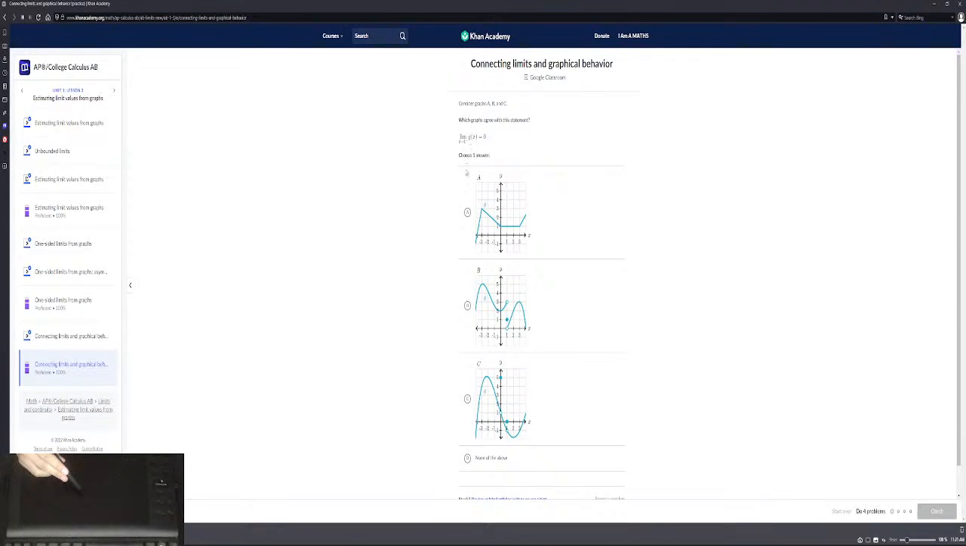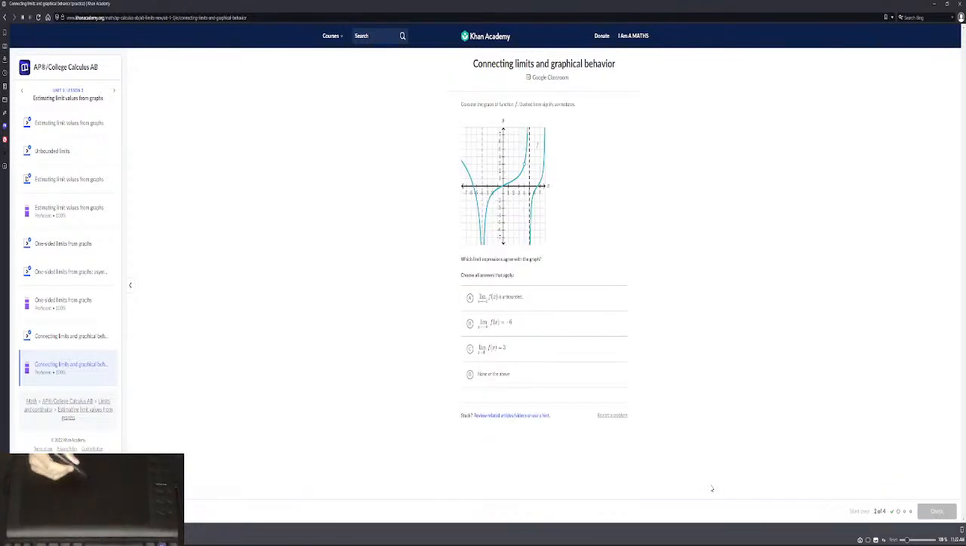Which of these graphs display that as the function approaches 1 from the positive direction, the limit is 0? Not this one. This one. This one. Okay. Which limit expressions agree with the graph?